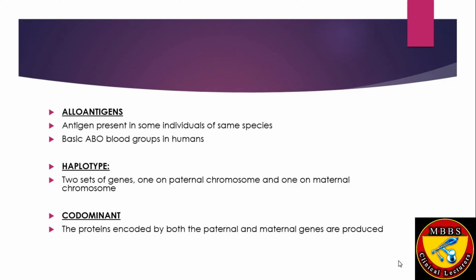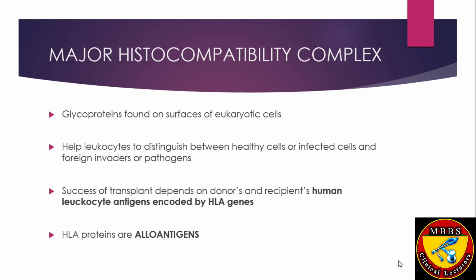Another terminology is codominant, meaning the proteins are encoded by both the paternal and maternal genes. You know that when we say dominant gene, it means it is from either the maternal side or the paternal side, but codominant means that the genes are inherited from both parents, from the maternal side as well as the paternal side. Okay, so now the major histocompatibility complex, as I've told you, is a region of genes.